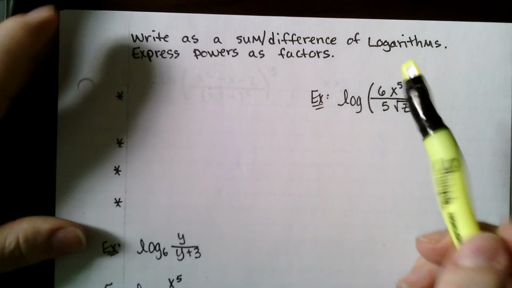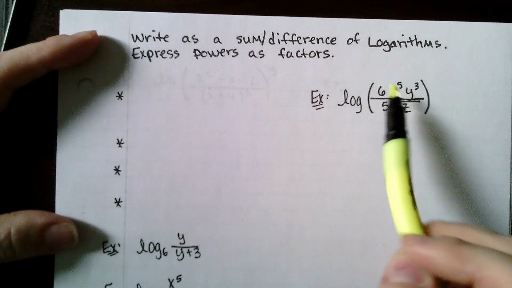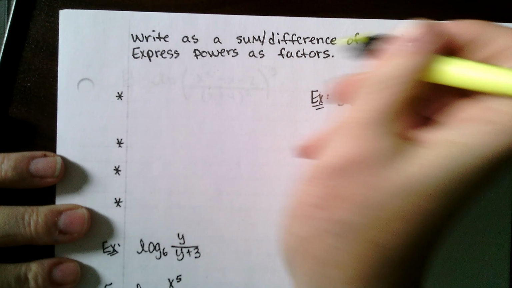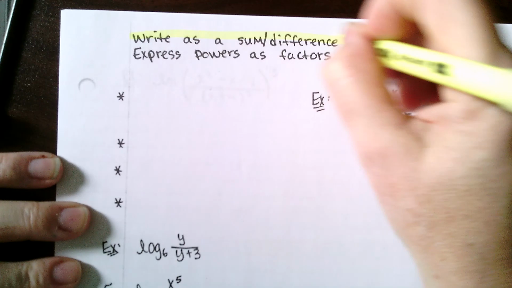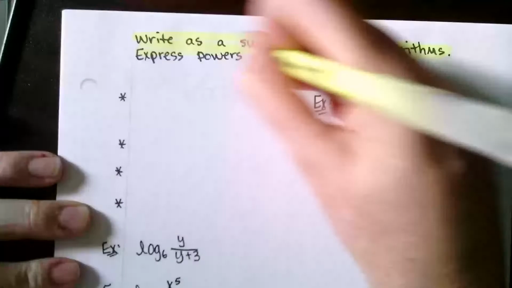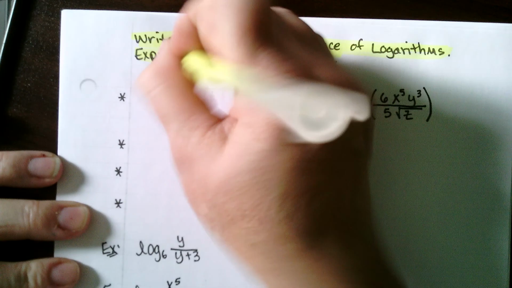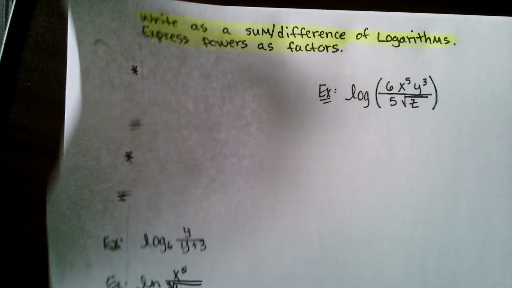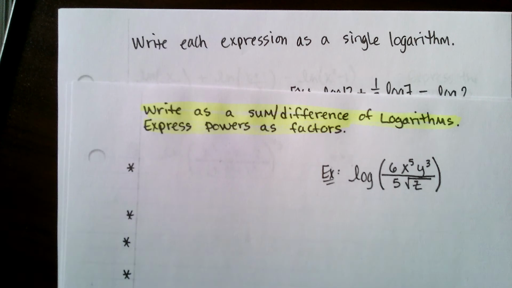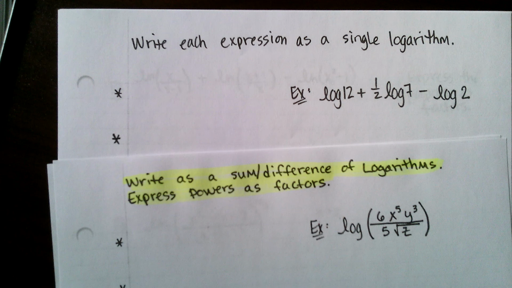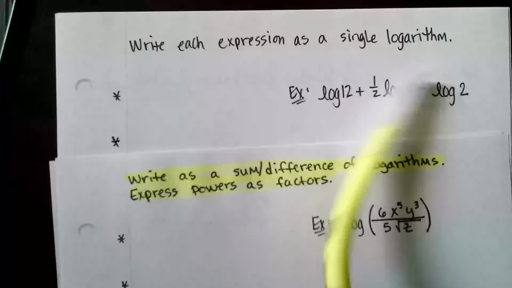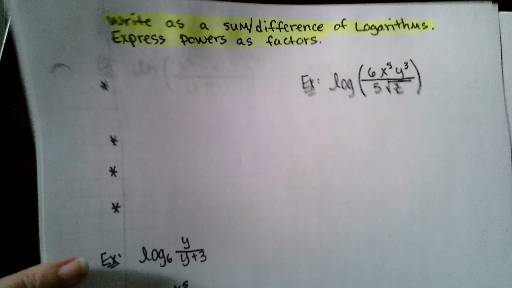This next part, we're going to be taking this big pile of log and putting it into a sum and difference of logarithms and then expressing powers as factors. So we're basically going to be expanding this logarithm. And then here in a couple pages, we're going to be reversing that process and writing each expression as a single log. So we're learning how to go back and forth between this condensed version and this expanded version.